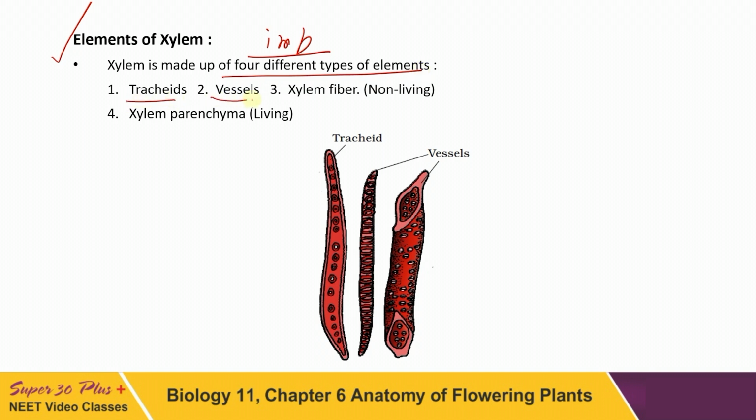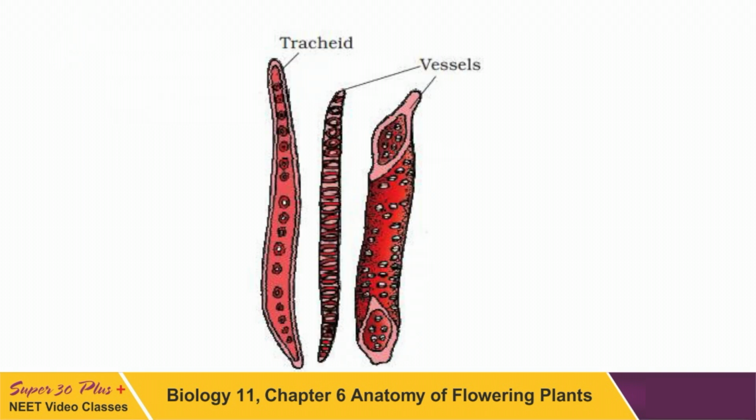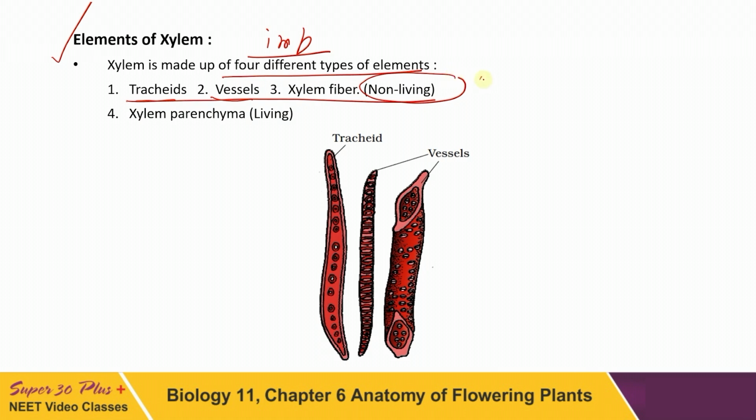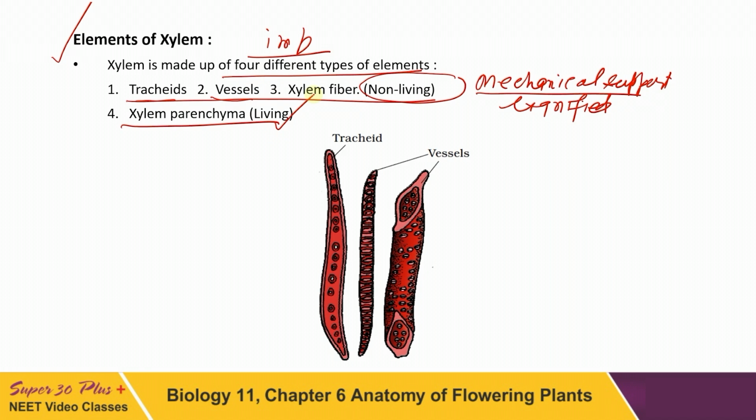Tracheids, vessels and xylem fiber, all these are non-living, and because of this they give mechanical support, because all these are lignified. Is it right? Xylem parenchyma is the only one which is living. You see, children, the detail of this first.